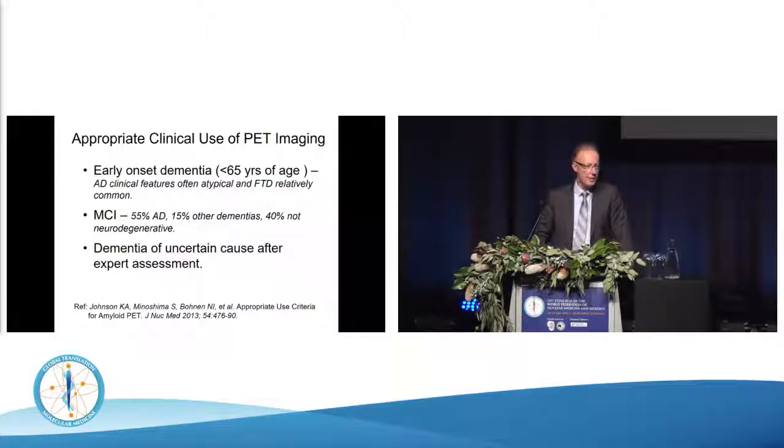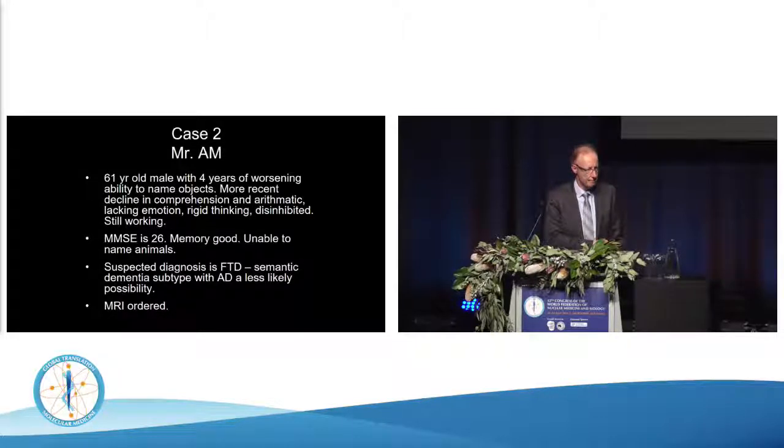This use of amyloid PET did meet the appropriate use criteria, but this can be applied to FDG PET too. Early onset dementia, MCI, and dementia of uncertain cause after expert assessment are the appropriate uses of PET imaging. I'll give one more case and then hand over to my colleagues.